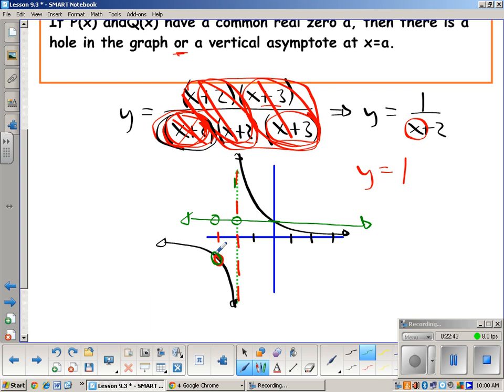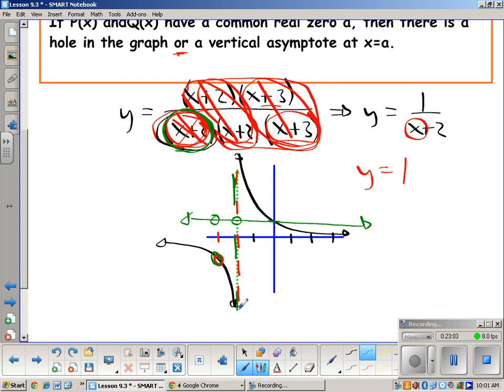Okay? And if they share the same one, it creates a hole. If they don't share it, then it's an asymptote. And this extra one that we canceled out here, this one wasn't canceled out of the problem, so that's why we have an asymptote there.